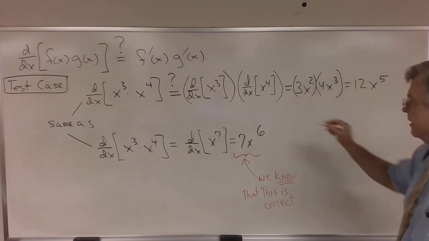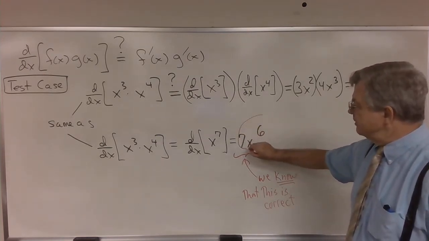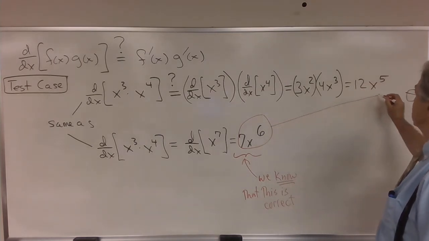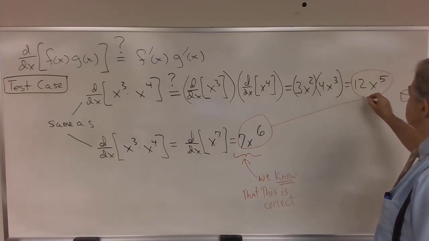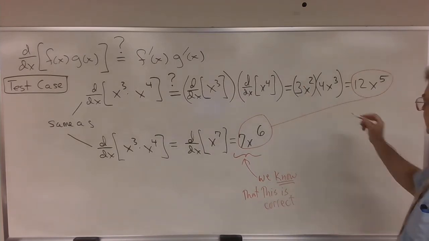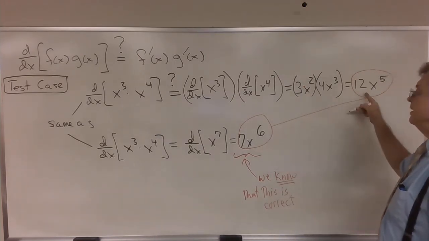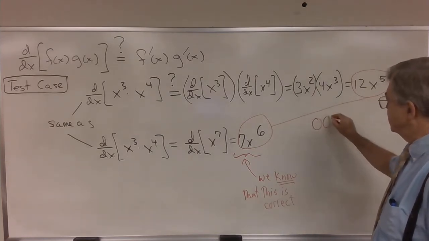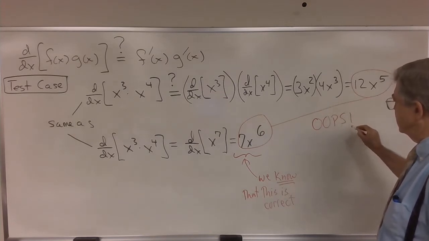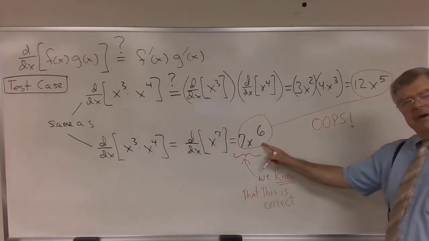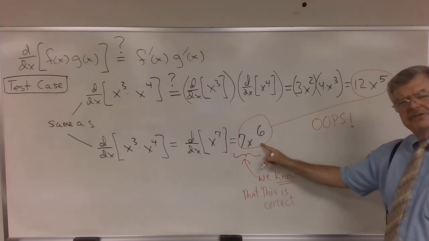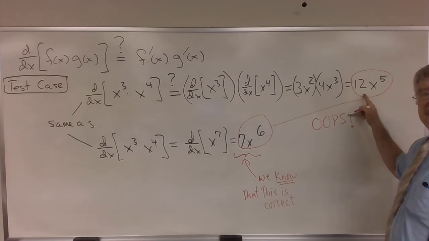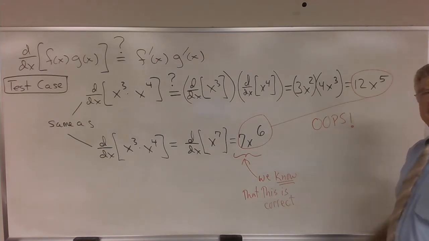Oh, but look, we compare the answer that we get using this method with the answer that we get using the other method. They're not the same answer. And since we know that this answer is correct, we also have to know that this answer is not correct. Ooh, that's a big oops.